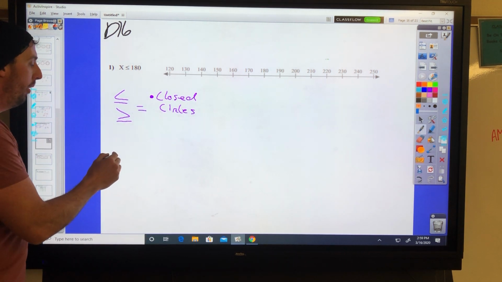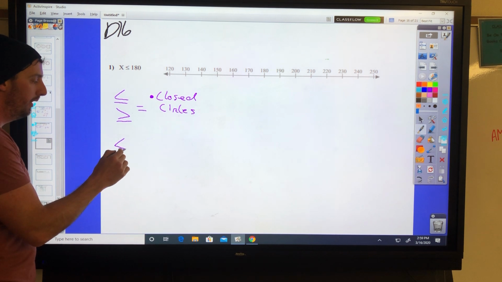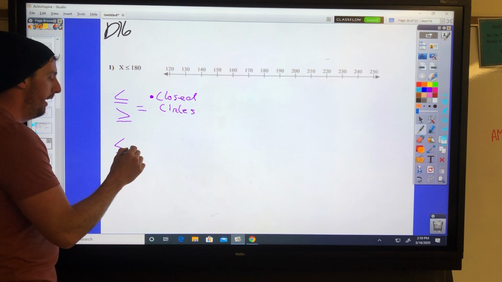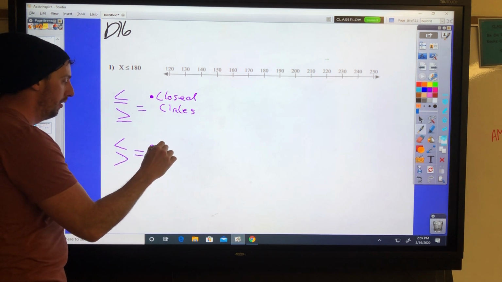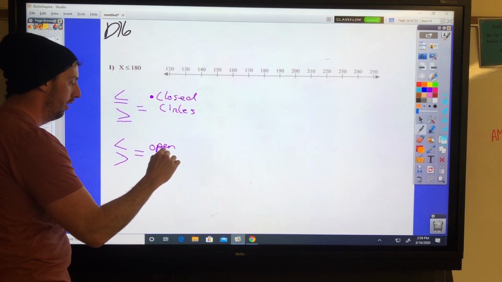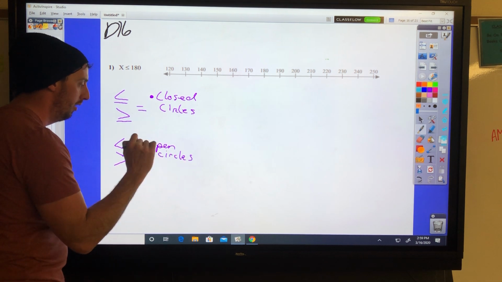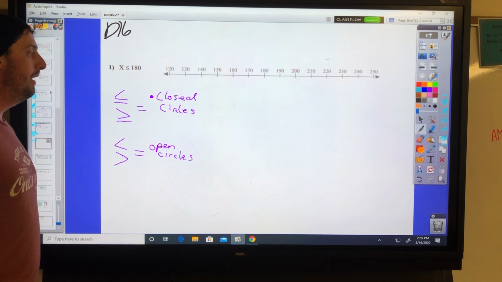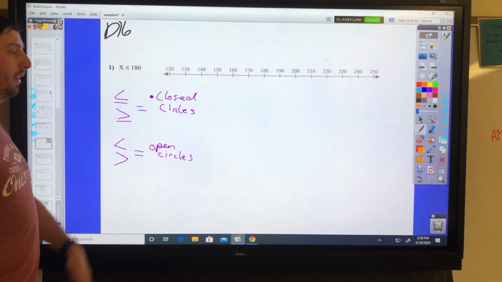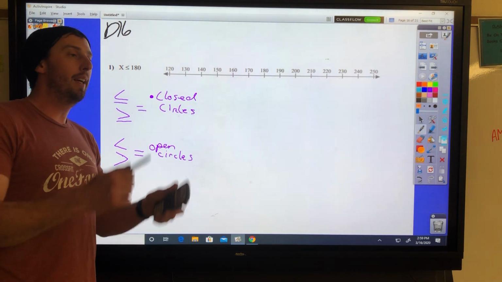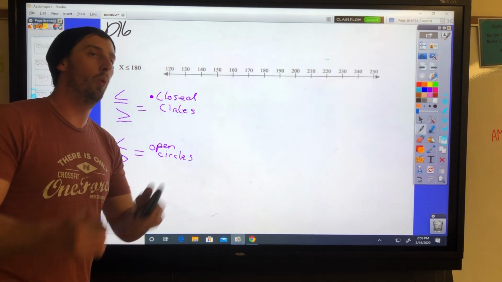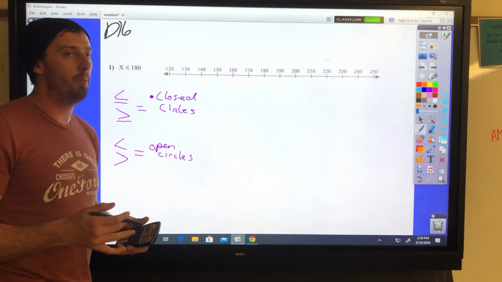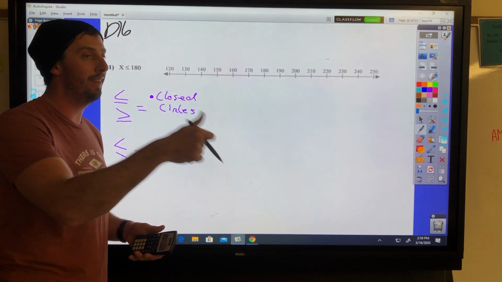So in addition, we also have less than or greater than. And they are open circles. Now, the reason why these are closed and these are open is that greater than or equal to or less than or equal to, they can be greater than or equal to that number or less than or equal to that number. And open circles, it can't be that number, but it can be anything greater or anything less than that.